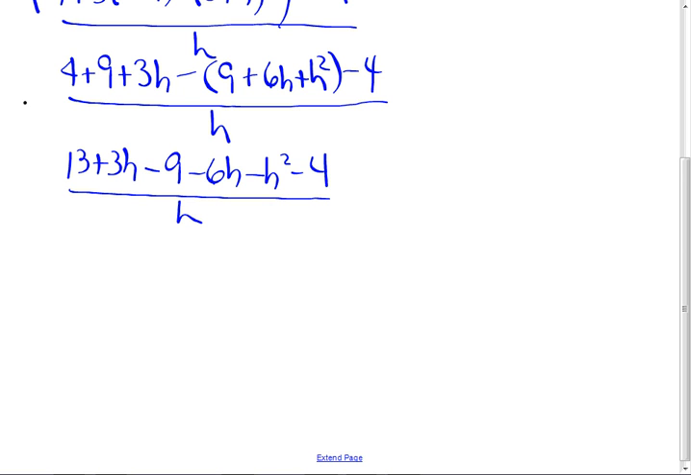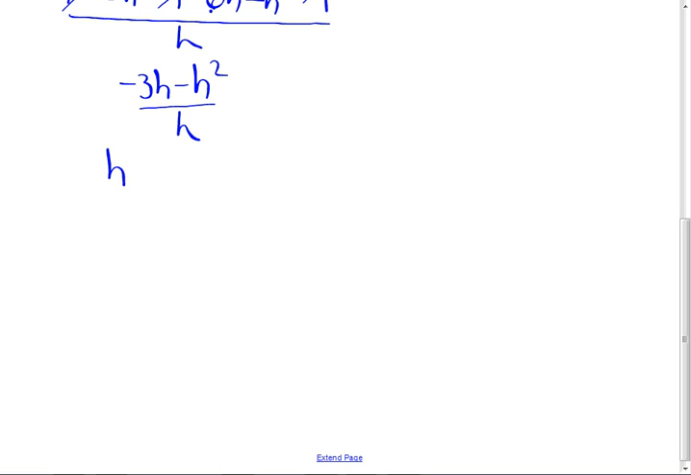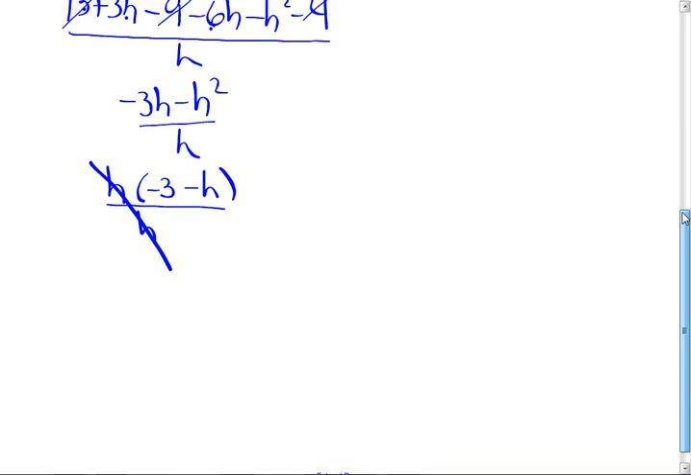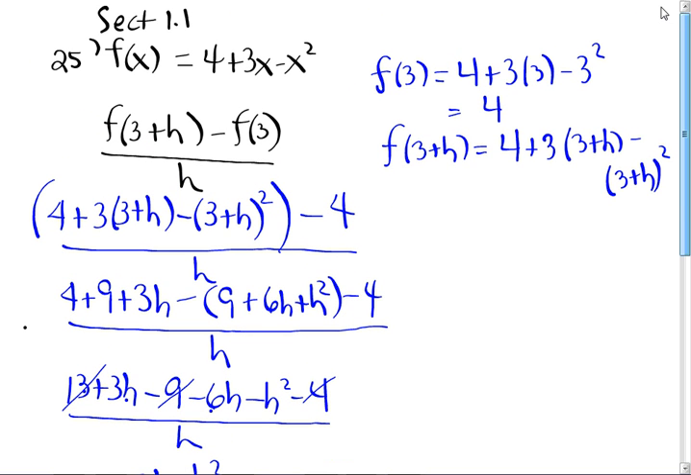So 13 minus 9 minus 4, that's all going to go, right? And I'm left with 3h minus 6h, which is minus 3h, minus h squared. I don't think I messed up my signs, all over h. And we'll factor an h out. It's negative 3 minus h all over h. That should be the answer in the back of the book. You're right, it's a derivative, but we have to let h go to 0 in our derivative. So the answer is negative 3, and it's evaluated not just at any old x. It was in particular at x equals 3.